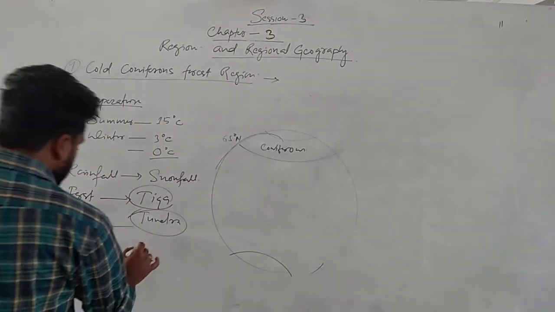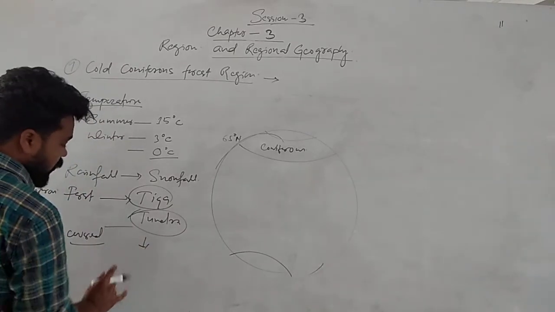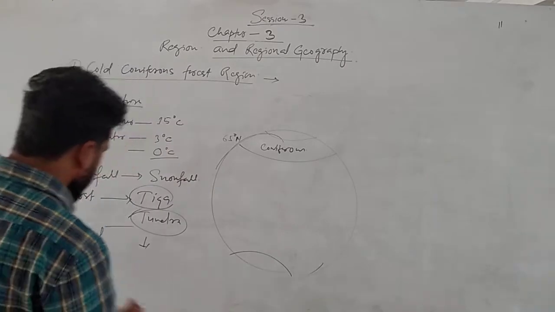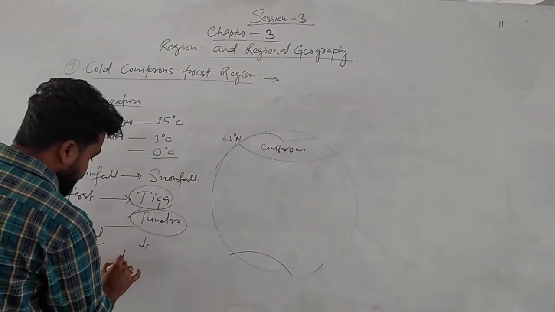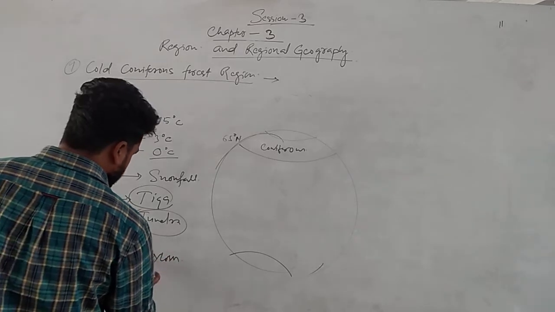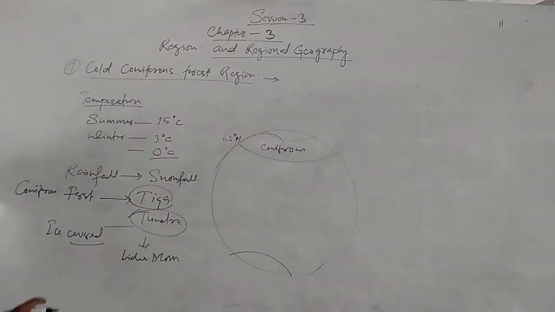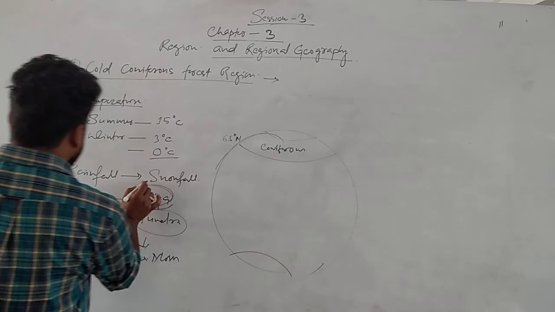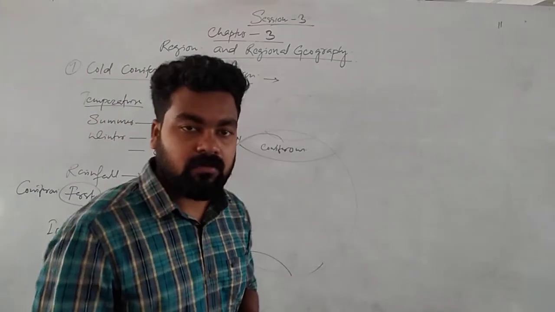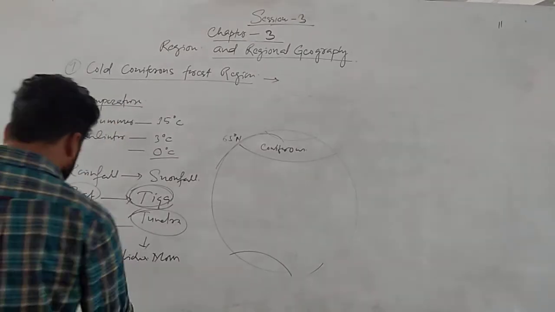In the tundra region there is no vegetation, or if some vegetation is there, then it is lichens, mosses, like this. So generally tundra is ice covered, taiga is not ice covered. Taiga is partly full of forest. Okay, these are the differences.